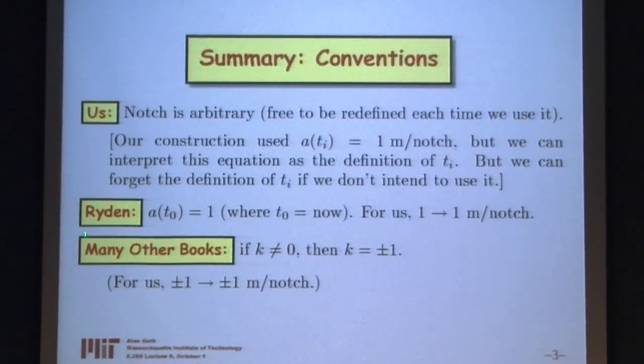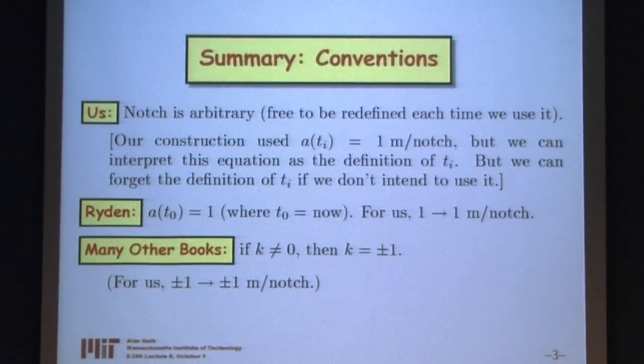And for us, I'm going to treat this notch as being arbitrary. We've defined the notch originally so that a of t_i was 1 meter per notch at time t_i, and that gave the notch more or less a specific meaning. But the specific meaning depends on what t_i is. One can take the same relationship and view it as simply a definition of t_i. t_i is the time at which the scale factor is 1 meter per notch. And that can be taken as the definition of t_i. And we can let the notch be anything we want, and there'll be some time t_i that will still make that statement true.